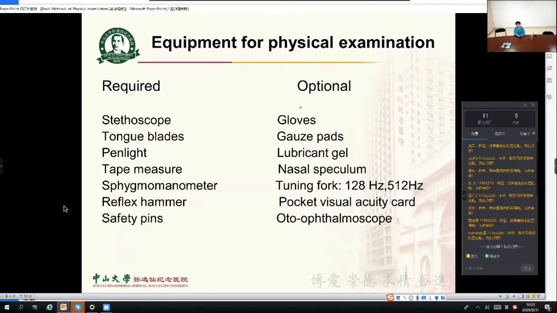So, equipment for physical examination: there are required equipments as well as optional equipments. The required equipments include stethoscope, thumb brakes, pen light, tape measure, sphygmomanometer, reflex hammer, and safety pins. The optional equipment includes gloves, gauze pads, lubricant gel, nasal speculum, tuning fork, pocket visual acuity card, and ophthalmoscope.